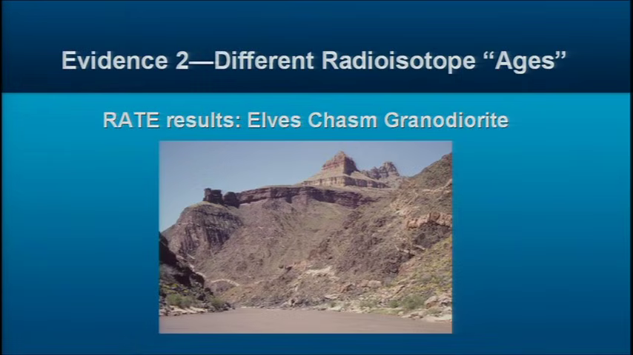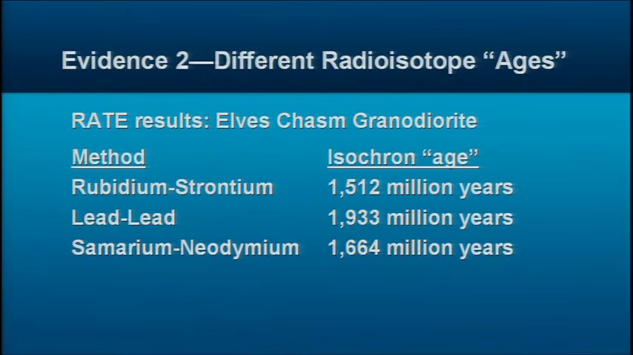They're not even close. And then there's a granite, the Earls Chasm granodiorite, a type of granite in the Grand Canyon. And the rubidium-strontium gave an age of 1,512 million years, the lead-lead 1,933 million years, the samarium-neodymium 1,664 million years. Again, a great variance in these results.